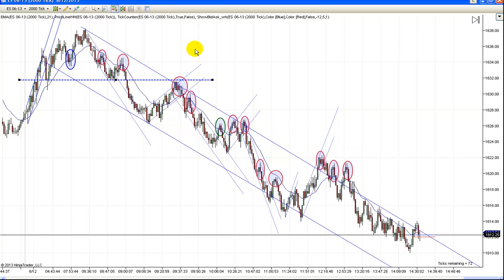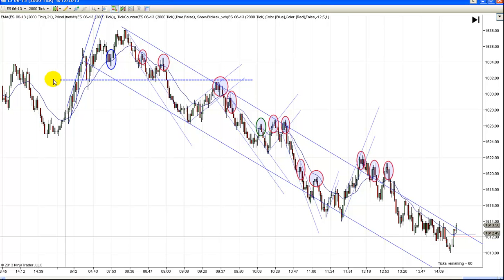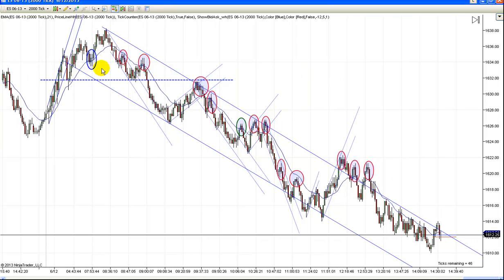But early this morning, it looked like we might have had a trading range, and that's why I had that line up there before we took off. And you can see that's another thing about this right here.